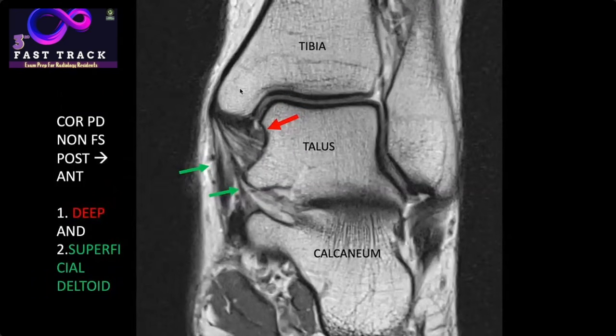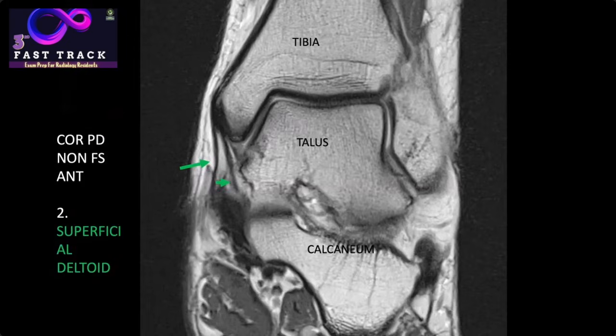Coming to the superficial deltoid, it connects the tibia and the calcaneum, and the tibia and the spring ligament. So this thin band of tissue, when you can see it attaching to the calcaneum and extending from the tibia, becomes the tibiocalcaneal or the superficial deltoid ligament. So this is the tibiocalcaneal component of the superficial deltoid ligament. As I scroll more anteriorly, you would be able to see the tibiospring ligament also. This band of tissue is the tibiospring ligament because it goes and attaches inferiorly to the spring ligament, which we'll see later. This is the tibiospring component of the superficial deltoid.